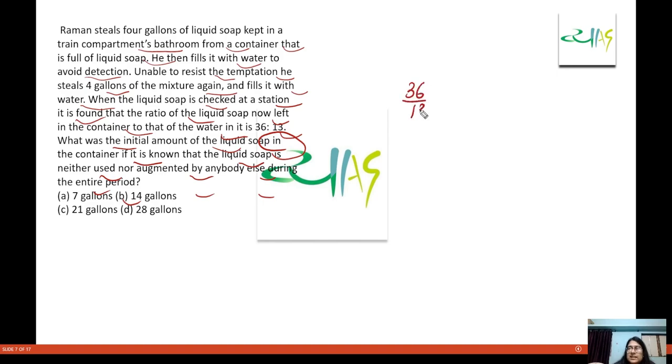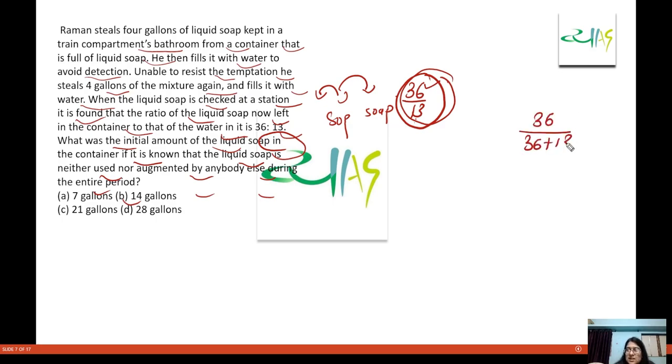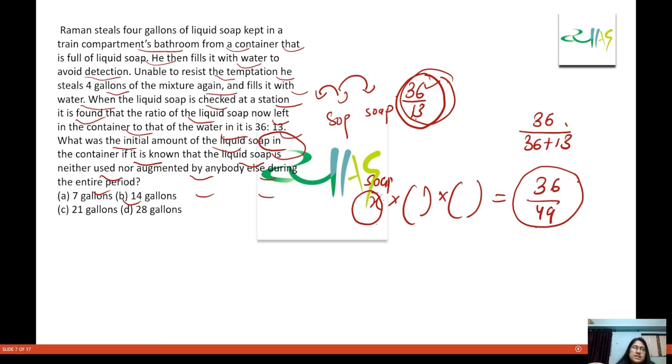Okay, so you have this 36 by 13 ratio. So that means after withdrawing some soap two times, what is the ratio you are getting with respect to the total liquid? This is water plus soap. So 36 divided by 36 plus 13. So this is 36 by 49. Okay, so basically what we are saying here is that we have, let us say, x quantity of soap. Some ratio is withdrawn and some ratio is withdrawn, and that is equal to 36 divided by 49. Okay, so this is equal to 36 divided by 49. Now it is saying that we are taking out 4 gallons.